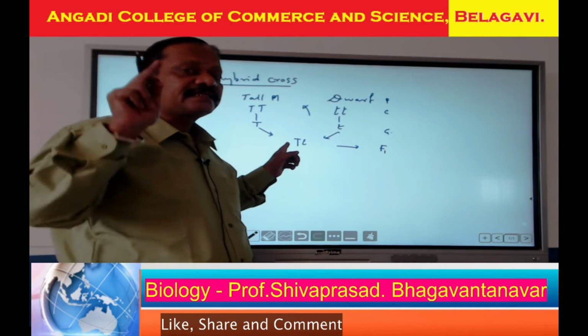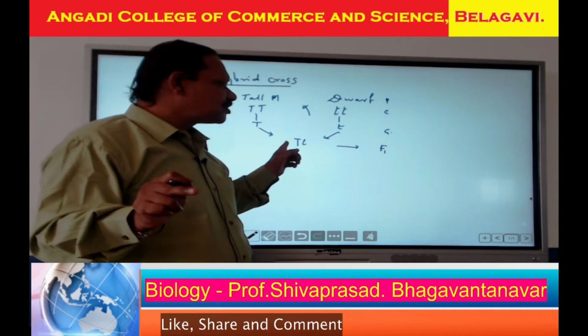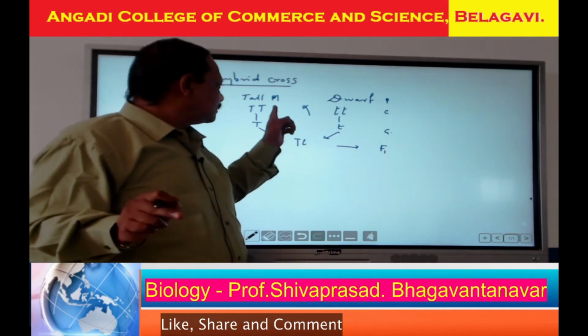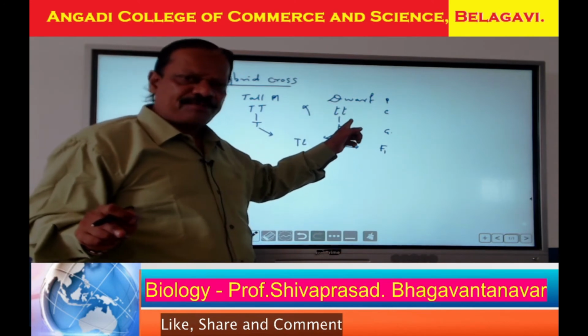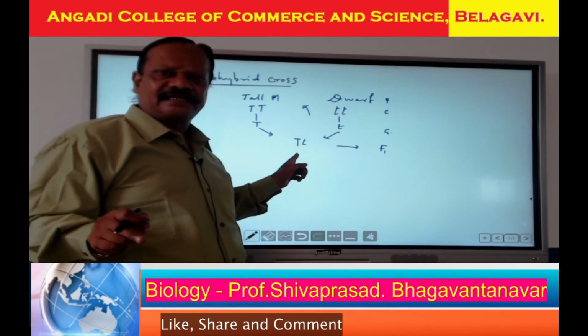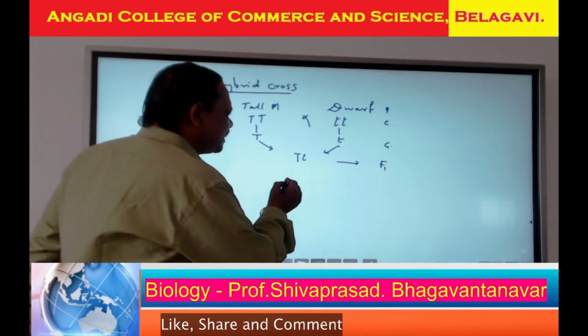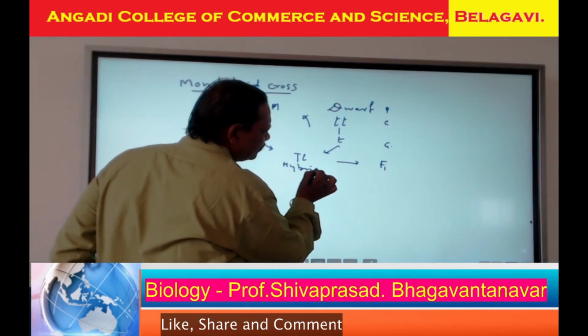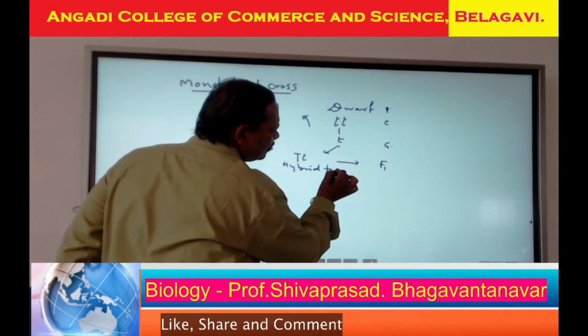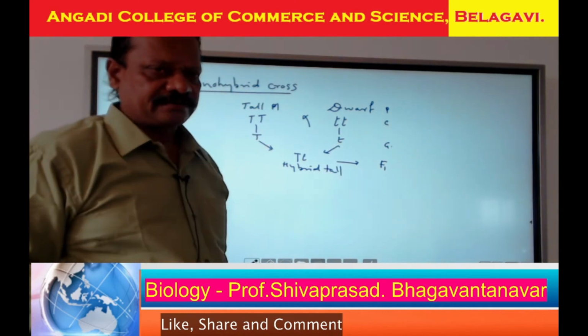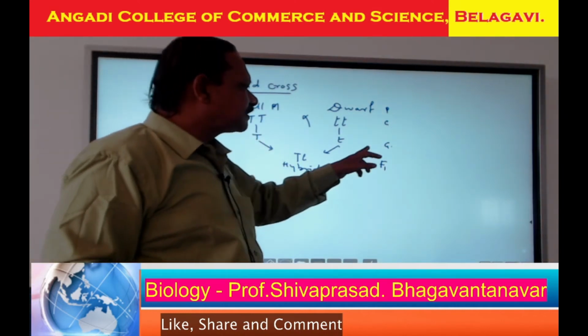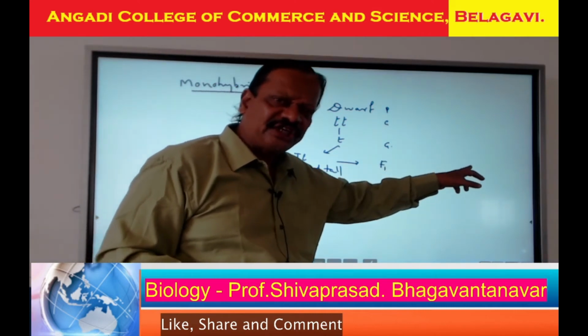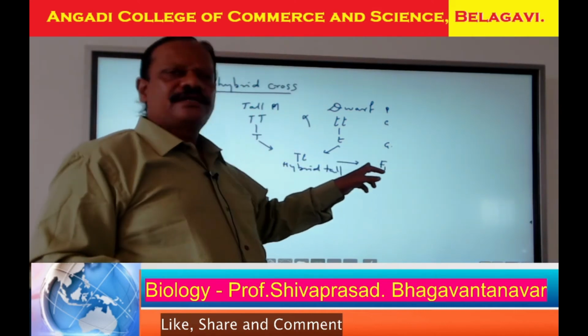But it is a hybrid one here. It is not a pure one. The pure tall is crossed with the pure dwarf, so as a result we are getting a hybrid tall plant. We got it here. So the first filial generation, F1, is hybrid tall.